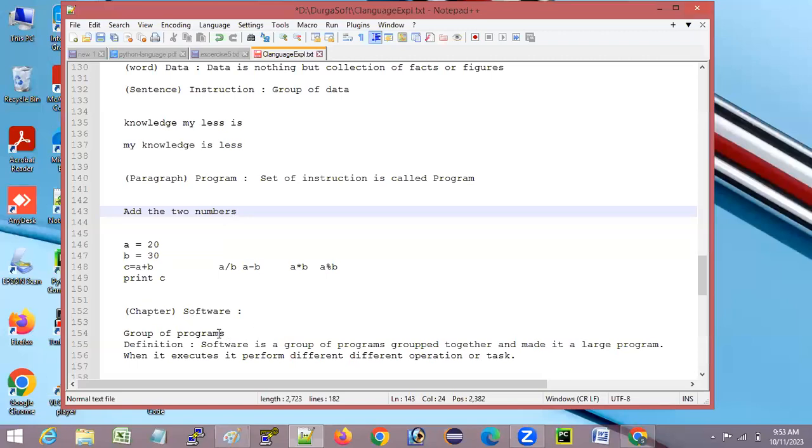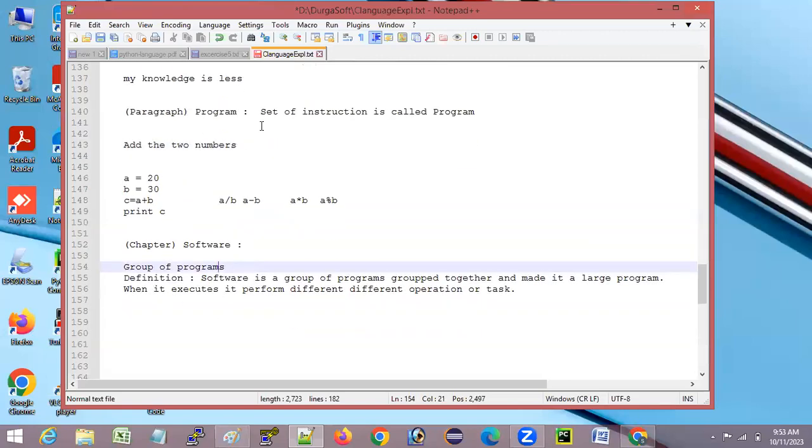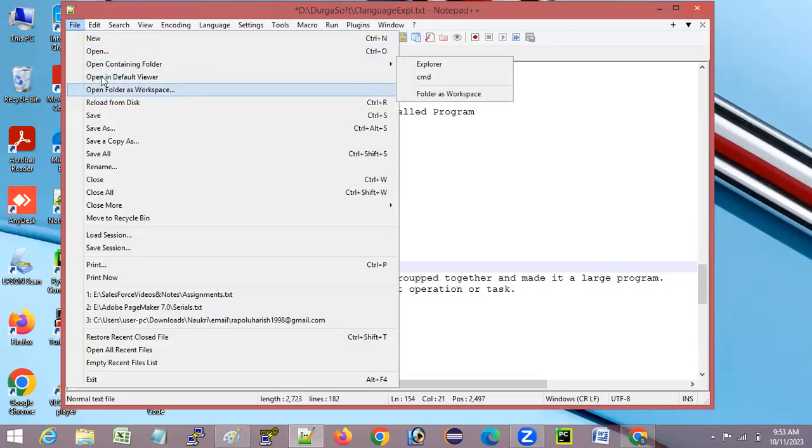See here, what is meant by software? I gave the example of this Notepad itself. Notepad is one of the software. Am I right or not? In Notepad, we have a number of menus: File, Edit, Search, and so on. In File, we have a number of commands, like New and Open. These are all called commands. How does it happen? You have written a program for that in the background. Then only it becomes software.